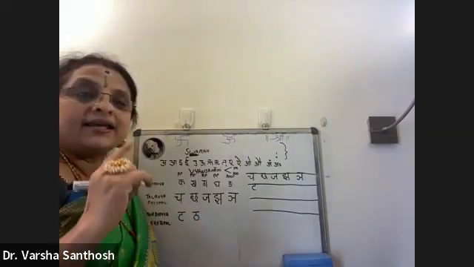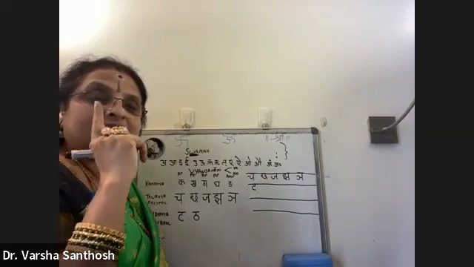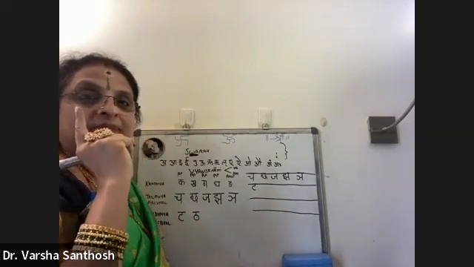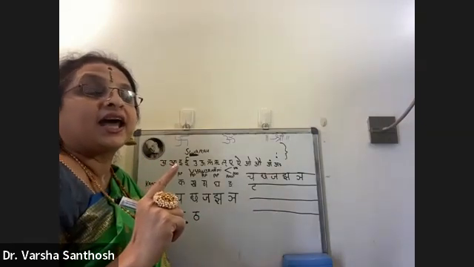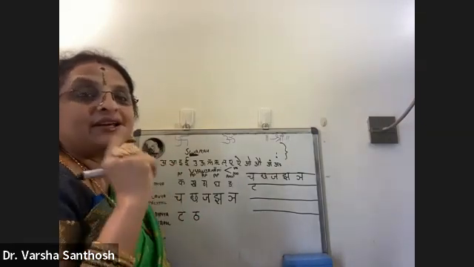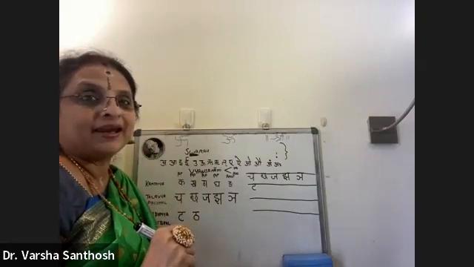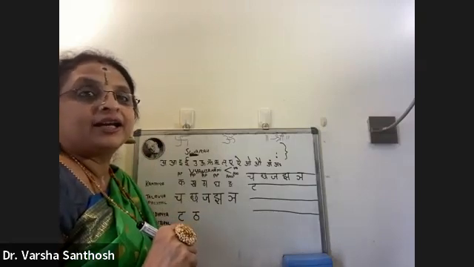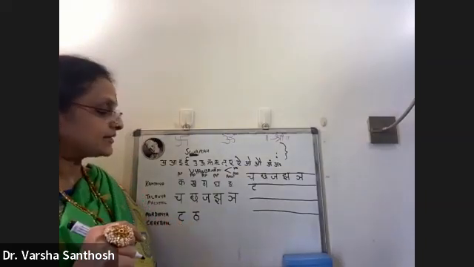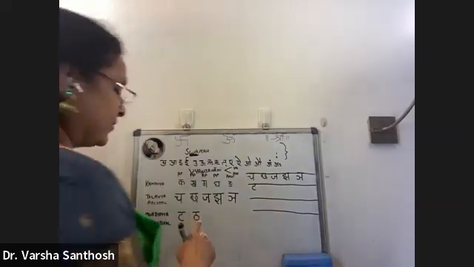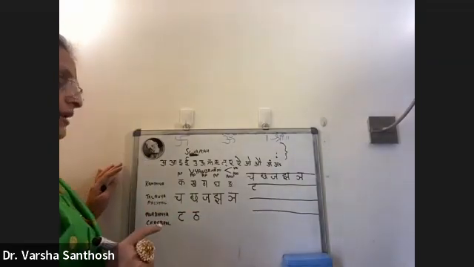So, unless the tip of the tongue is touched to the roof of the palate, this sound will not come out. T, T. So, it has to definitely touch the roof of the palate. Okay. Now, let's go ahead with the next sound, which is simple.